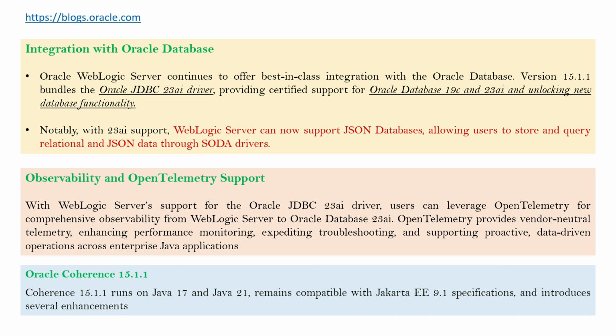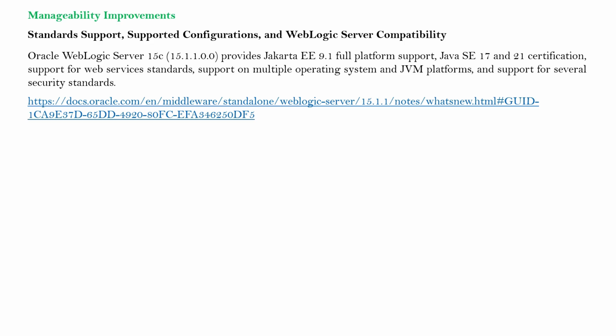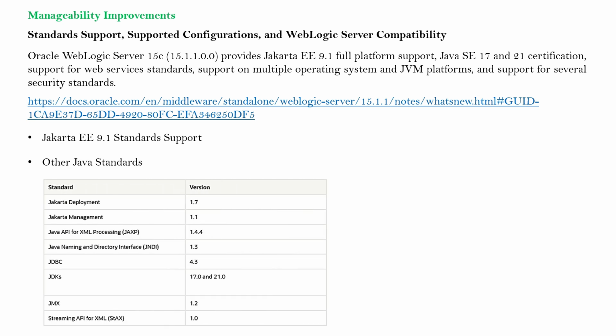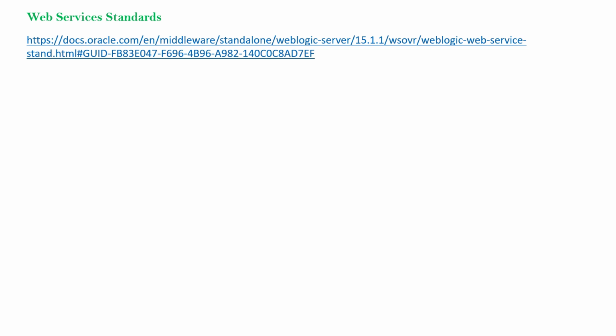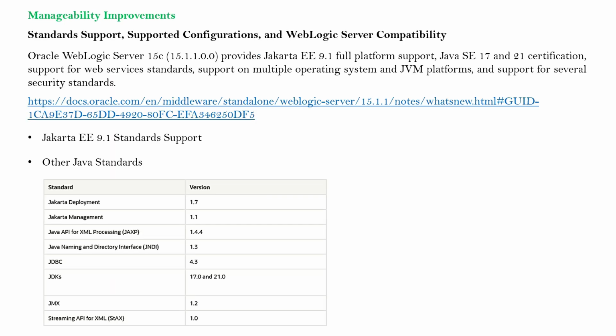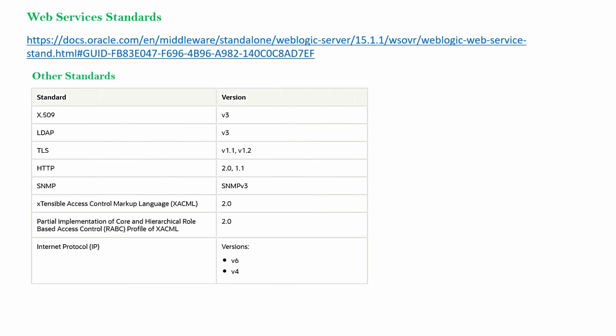There are a lot of other enhancements specifically related to Coherence 15.1.1. This is a specific separate topic, so I will cover it in some other video, including what the enhancements are specifically in terms of Coherence. Apart from that, from the manageability side, there are some standard upgrades in terms of versions, for example the EJB versions, JDBC version, and JMX versions. You can see all of these in the WebLogic documentation, including the other enhancements specifically in terms of EJBs, servlets, Jakarta, JDBC, JDK, JMX, and then web service standards, certificates, the LDAP version, and TLS.